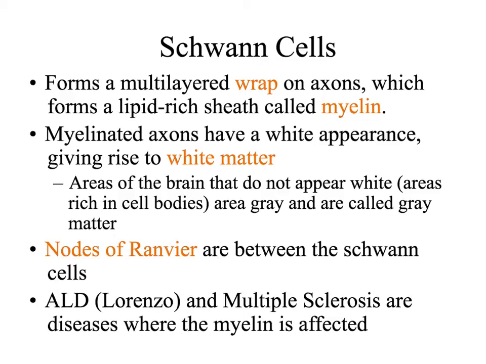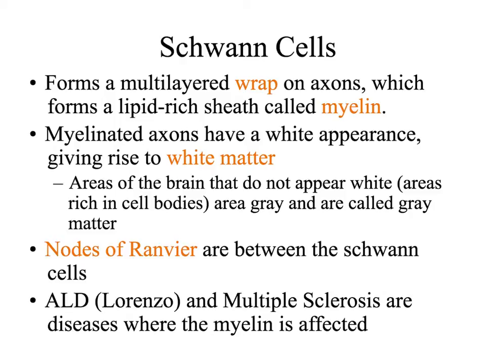All right, the third type of glial cell is the Schwann cells. These cells form a multi-layered wrap on axons. So the axon that's coming down is covered with these Schwann cells. It forms a lipid-rich sheath called myelin. Myelinated axons have a white appearance, giving rise to white matter in the brain.